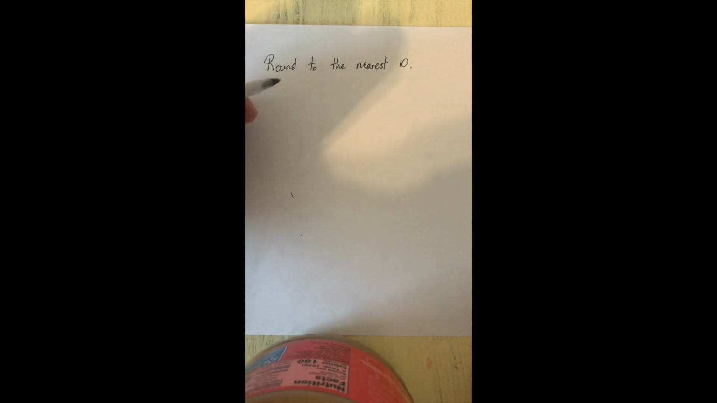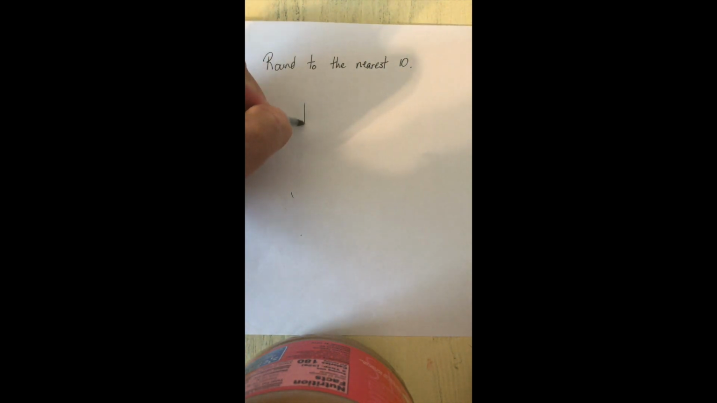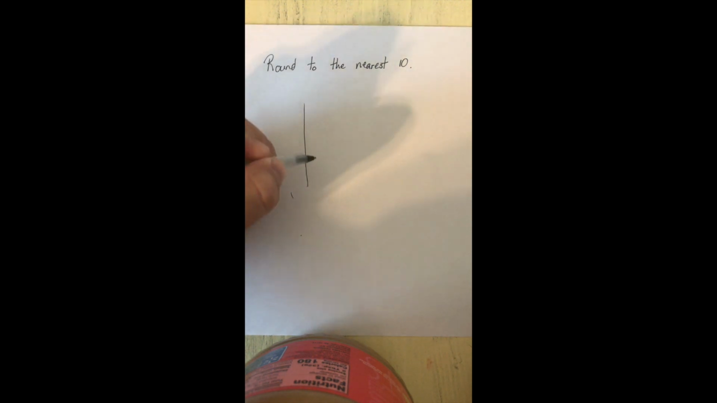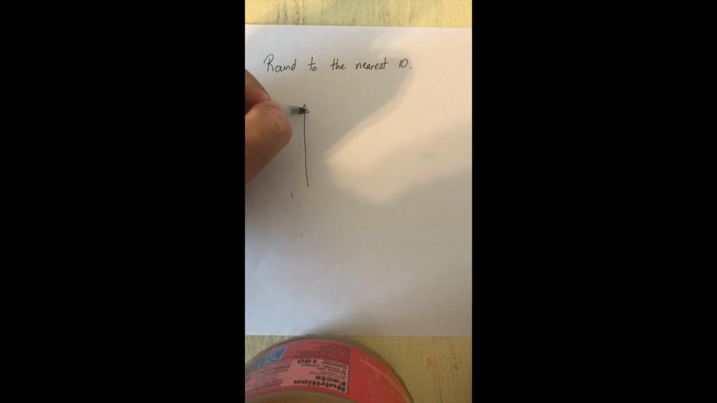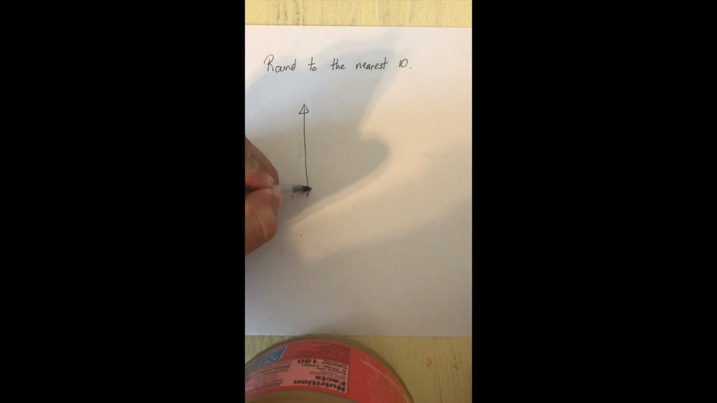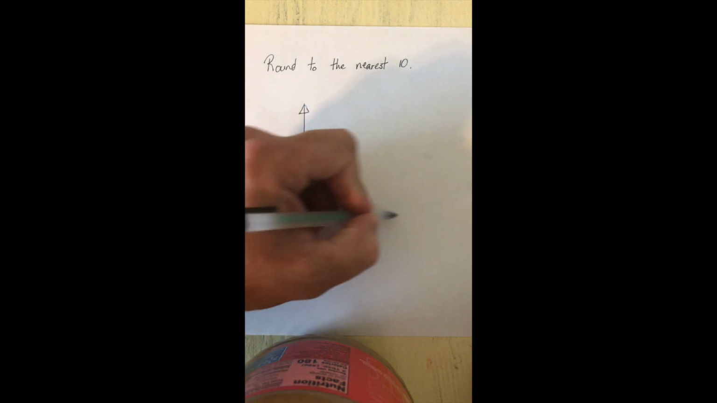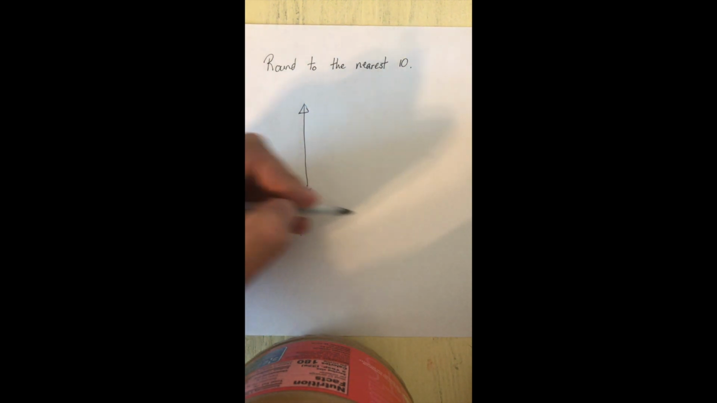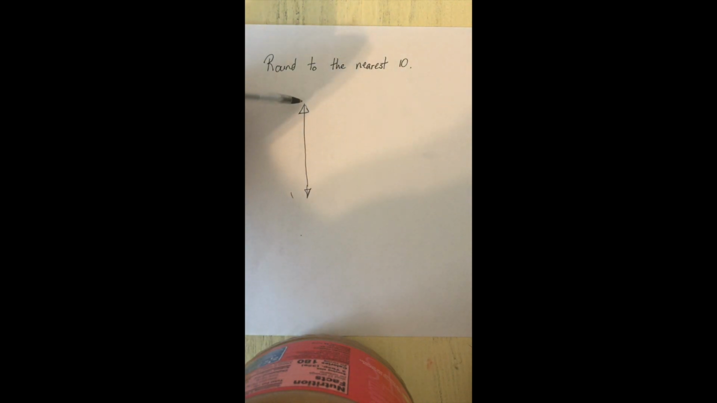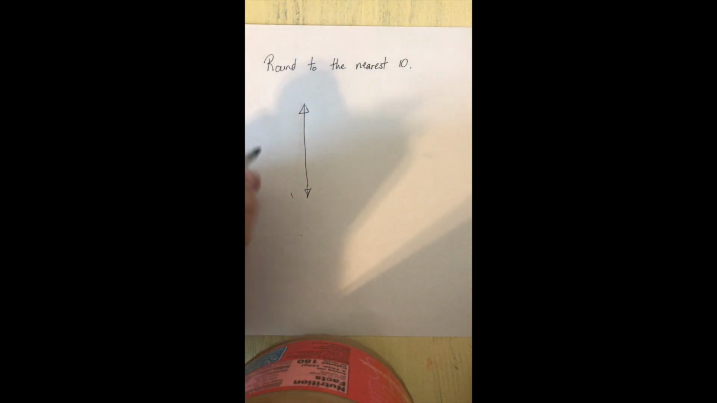First thing you need to do always whenever you round is start with a vertical number line. Remember, vertical means up and down. We've used horizontal number lines before. They go side to side. Vertical, up and down.